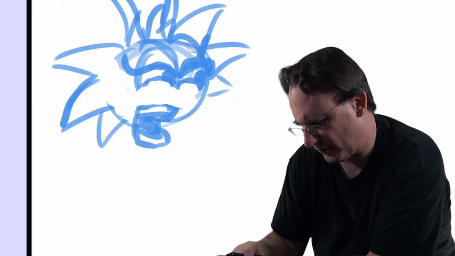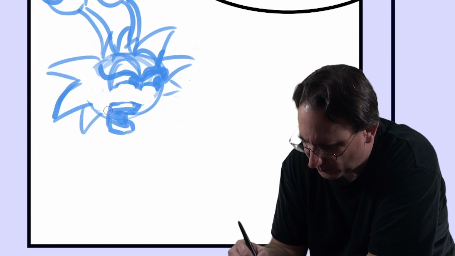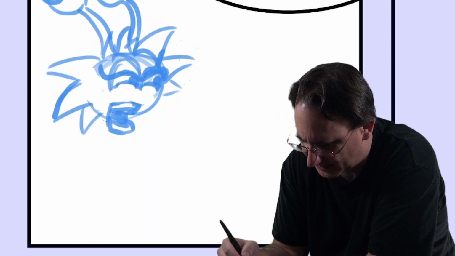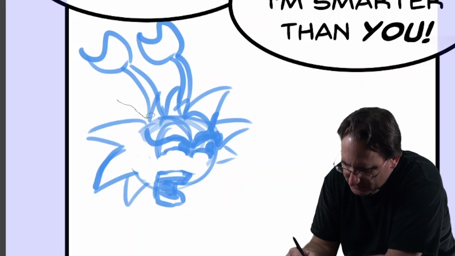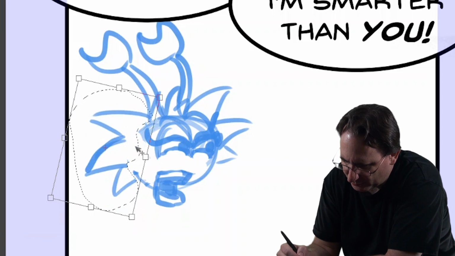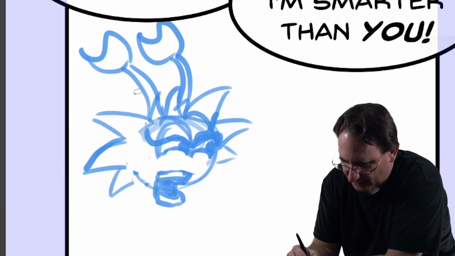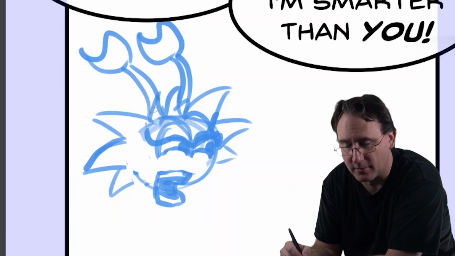I did something I've never done before. I gave her three hair things. One's kind of going up and the others, on the other side, are kind of going down. Since it's a semi-tense moment right here, I'm going to bring them both up. I just used a lasso tool and grabbed that section.